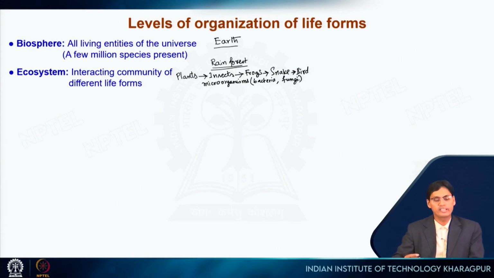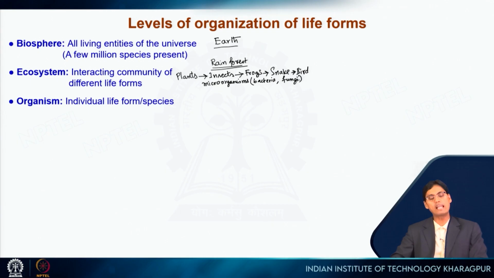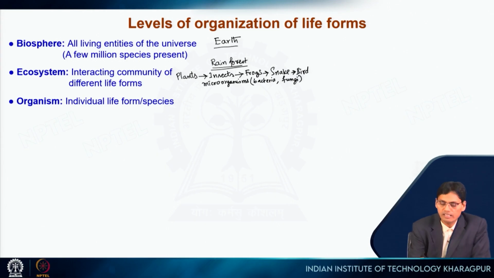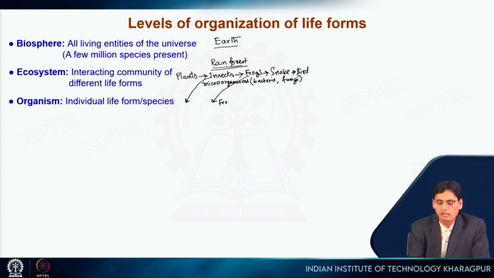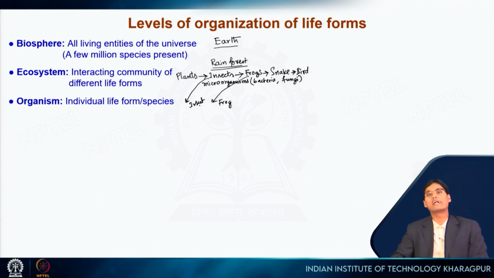Now if we go to the next level, the organism: the individual life form or species present in this biosphere or this ecosystem, whatever you say, this is an organism. For example, an insect is an example of an organism, or a frog. Those are organisms present in the biosphere.